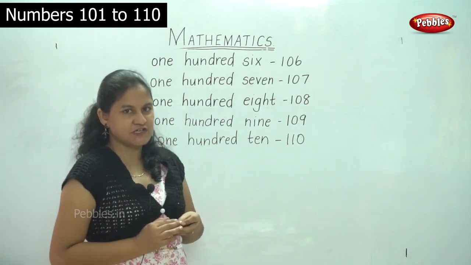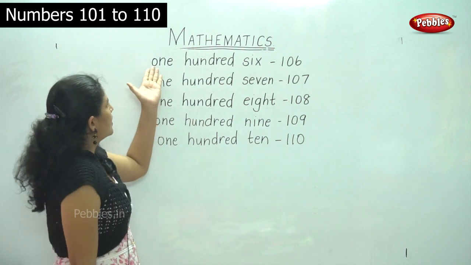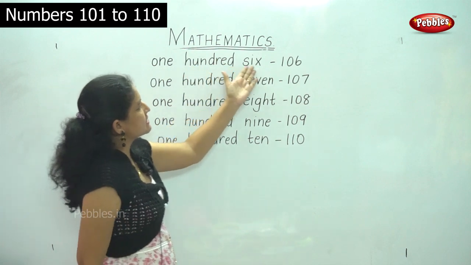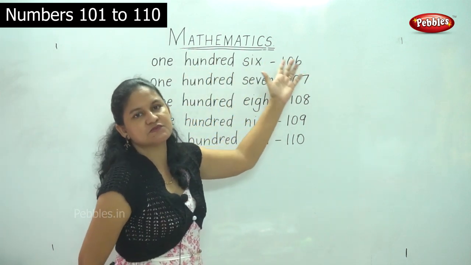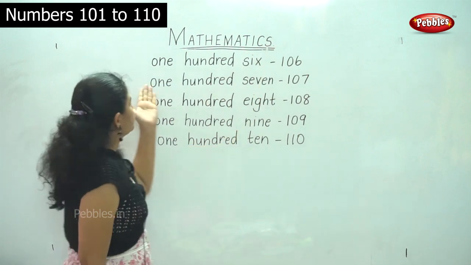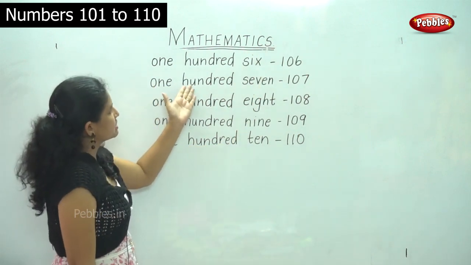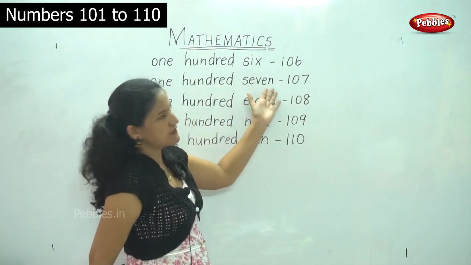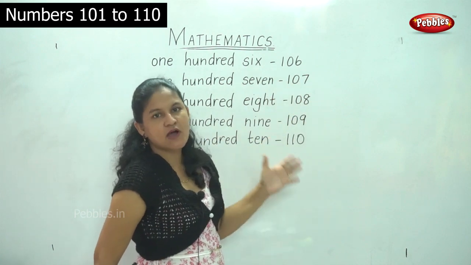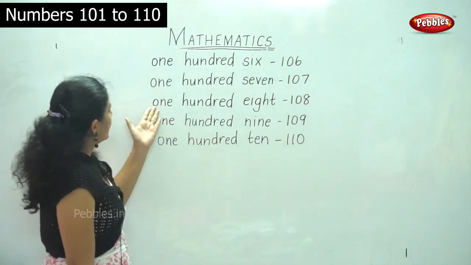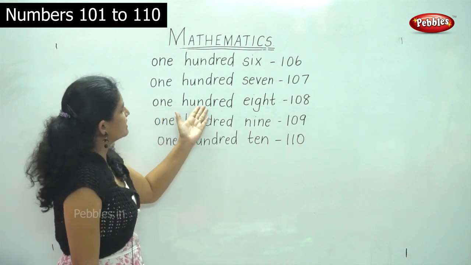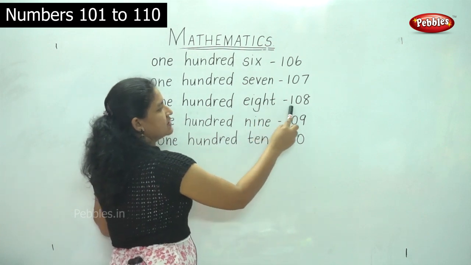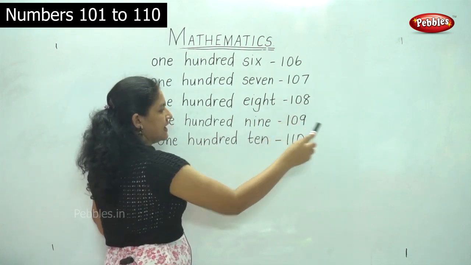So are you ready to repeat with me? So we'll start. O-N-E, 1, H-U-N-D-R-E-D, 100, S-I-X, 6, 106. O-N-E, 1, H-U-N-D-R-E-D, 100, S-E-V-E-N, 7, 107. O-N-E, 1, H-U-N-D-R-E-D, 100, E-I-G-H-T, 8, 108.